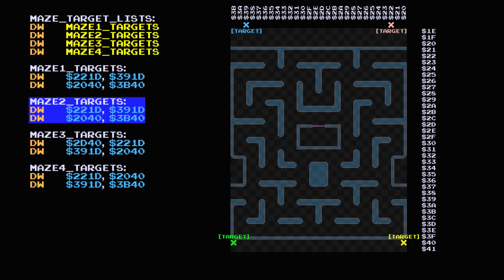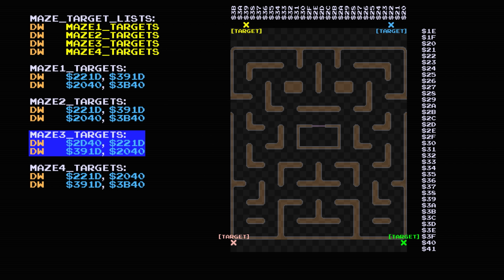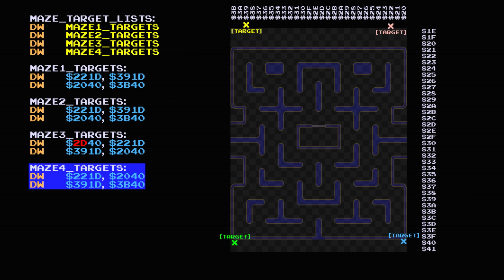The second maze's coordinates are identical to the first. The third maze's coordinates are almost identical, but they are rearranged for some reason. Also, due to what I presume is a typo, the bottom left target is not in the far corner, but rather in the middle bottom of the maze. And the fourth maze's coordinates are identical to the first 2, just in another different order. Maybe at some point these were drastically different per maze, but really they ended up being essentially identical.